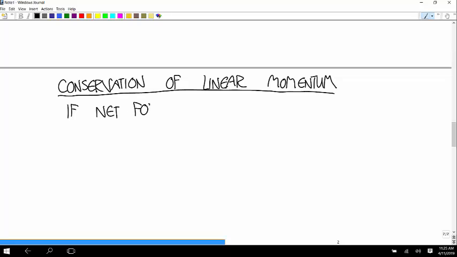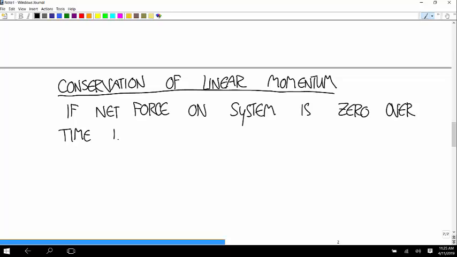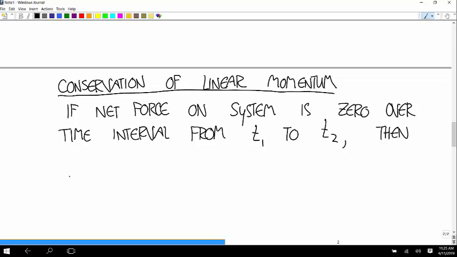If the net force on the system is 0 over the time interval from T1 to T2, then the momentum of the system at instant T1 is equal to the momentum of the system at T2.